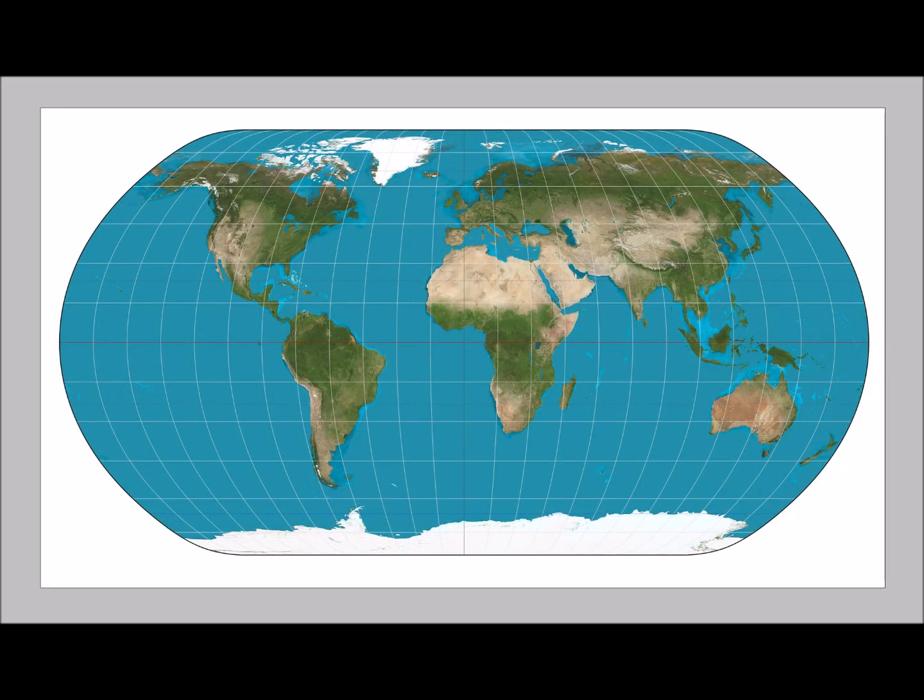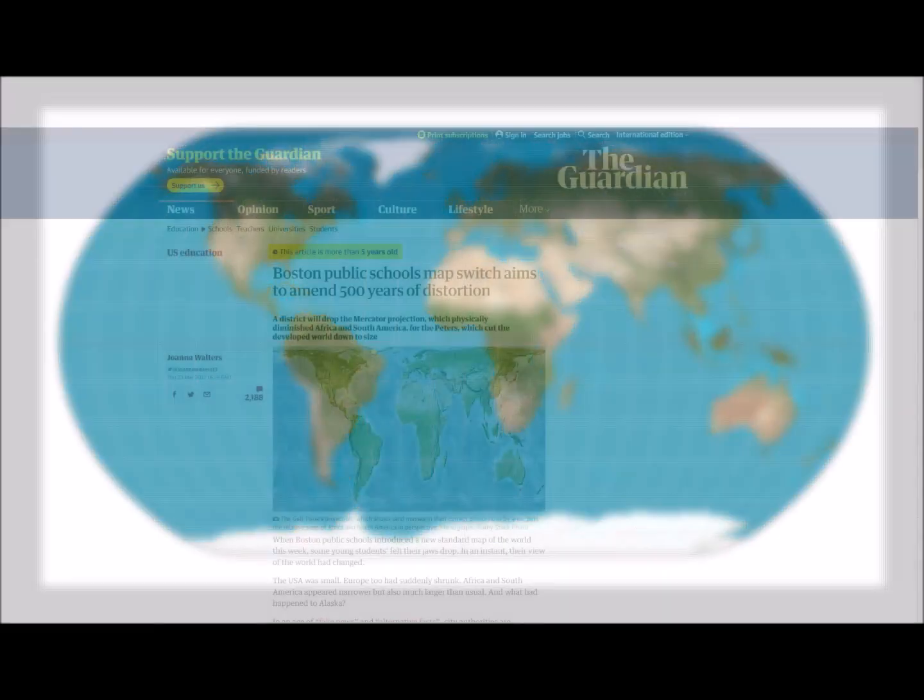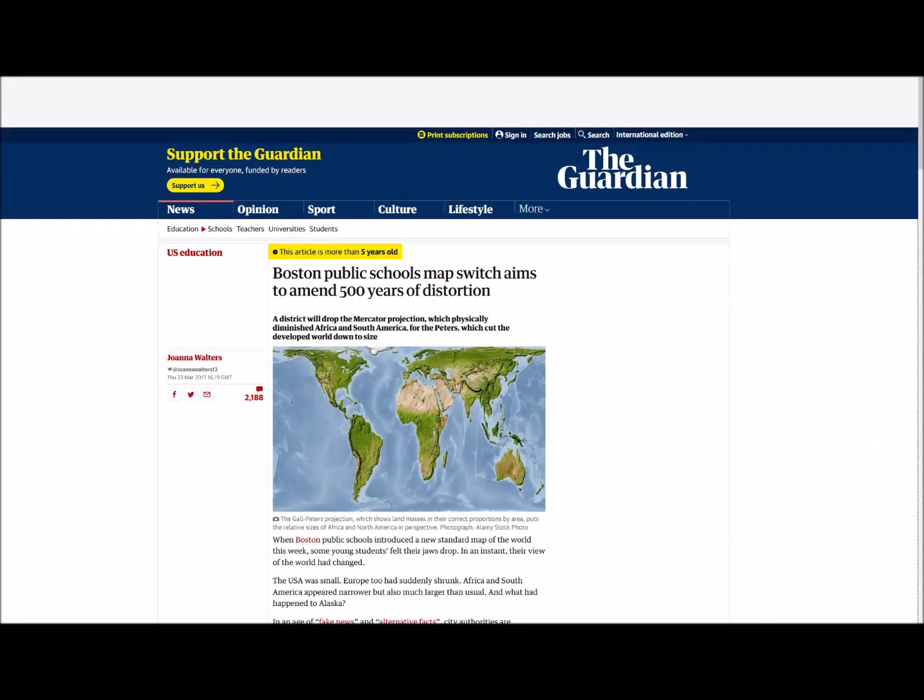But before we get on to that, I want to touch briefly on another subject I mentioned in passing in that same previous video about the Boston Public Schools' choice of wall maps for their classrooms. You may recall I mentioned in 2017, Boston Public Schools announced they were going to transition to a new map in their classrooms. They were going to use what's called the Gall-Peters projection, which we see a copy of here in this article from The Guardian.